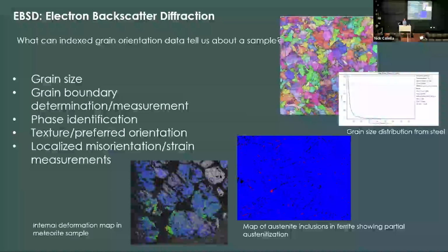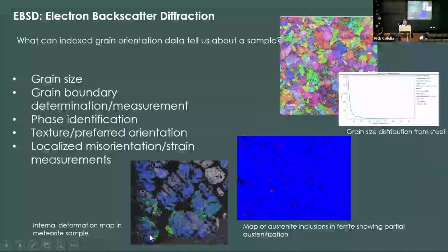Some of the types of information we can get out of that are grain size. So on the right there, we can map the individual grains in the steel sample and figure out what the grain size distribution is. We can figure out if there are different phases present, right? So this one is showing a ferritic steel sample with some austenite inclusion, so we can kind of learn about what the temperature history of that sample might be.